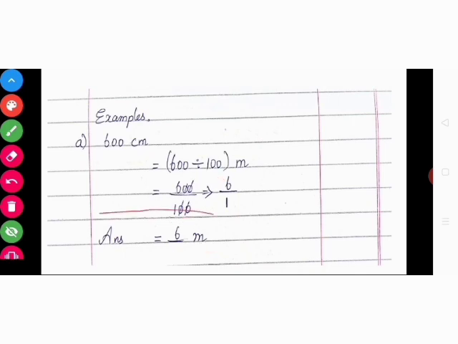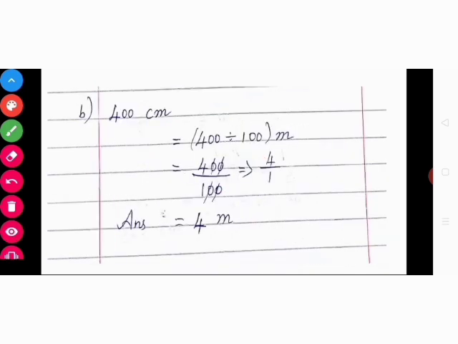Look at another example. 400 centimeter. This is 400 divided by 100 meter. So you want to cancel these zeros. Then you are going to get 4 by 1, which can be written as 4 meter. So your answer is 4 meter.